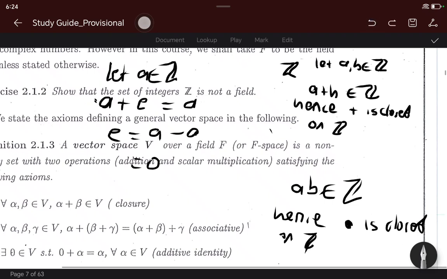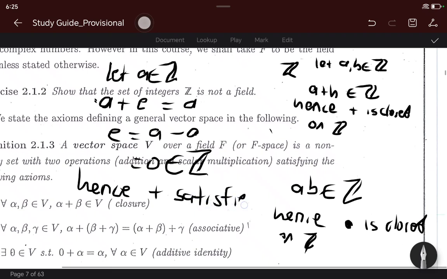Now I find my e. After finding my e, I ask myself, is this an element of Z? If yes, then I can say this is an element of Z. You see where you can define this? You define it right there. Then I say, hence, plus satisfies the law of identity.